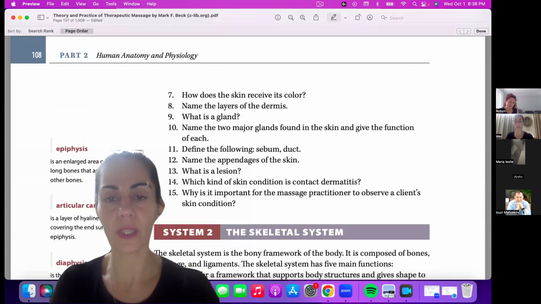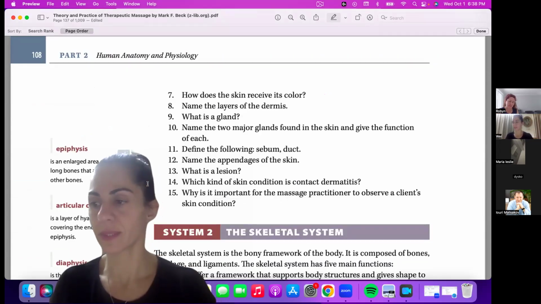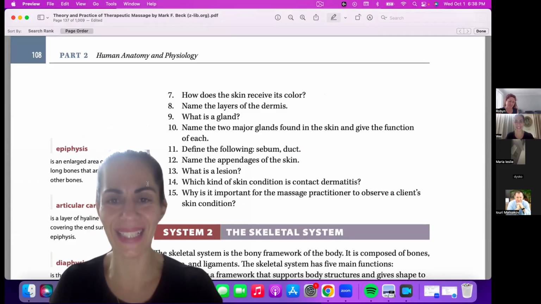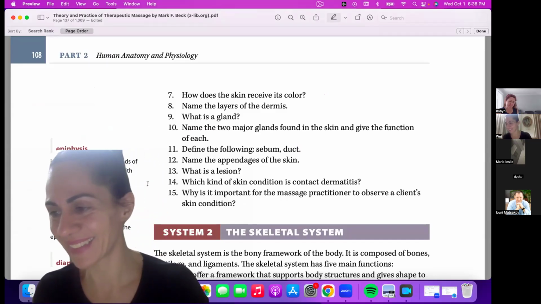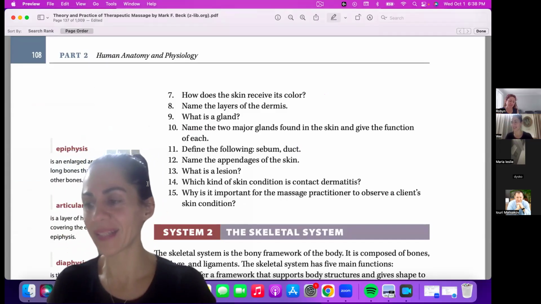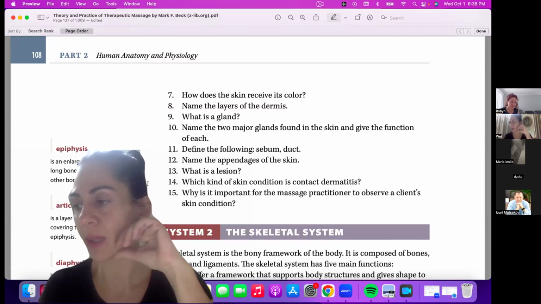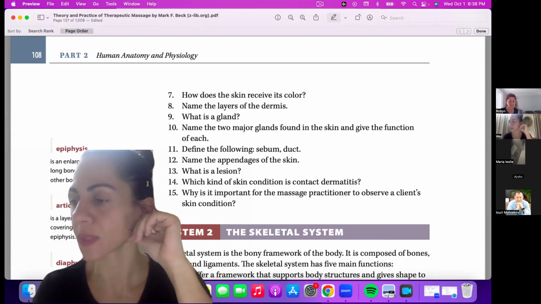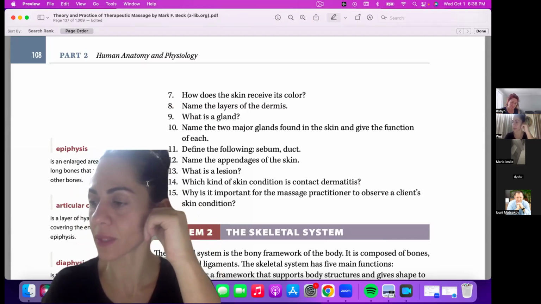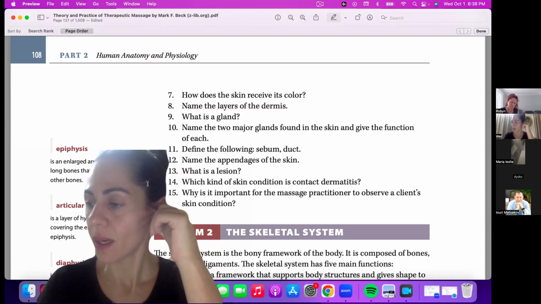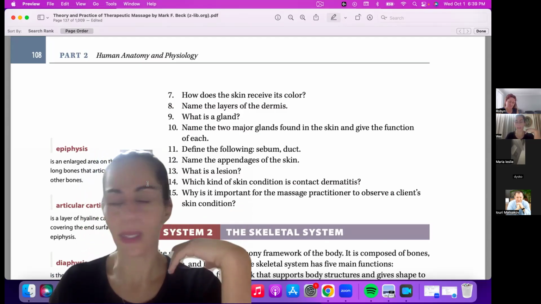Shall we continue with more questions? Are we good? Yes. Say yes, good. Okay, how does the skin receive its color? From the melanin. Correct. The color of the skin depends partially on the blood supply, but more on the melanin and the pigment that it gives. And it depends on our genetics, of course, and how much we have.